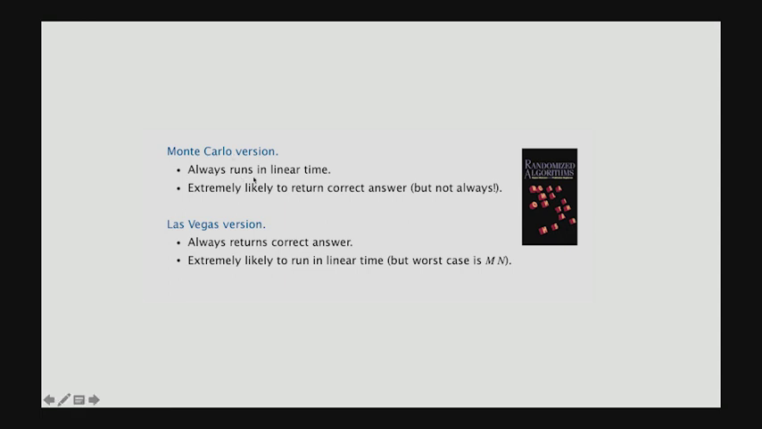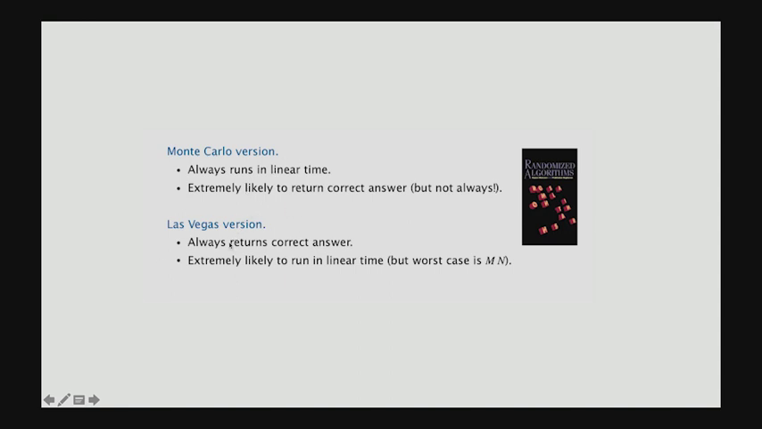So the Monte Carlo version always runs in linear time and is extremely likely to return the correct answer, but not always. This version of Rabin-Karp doesn't check correctness, but the running time is decreased.